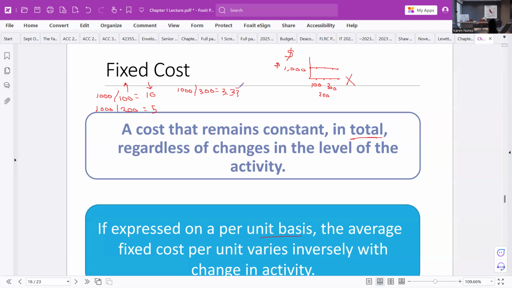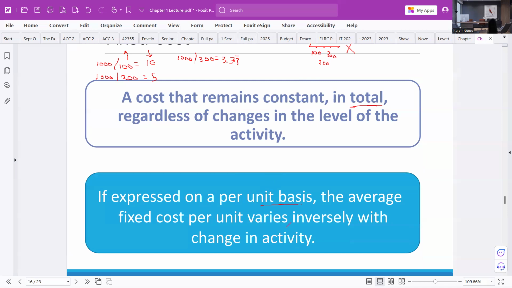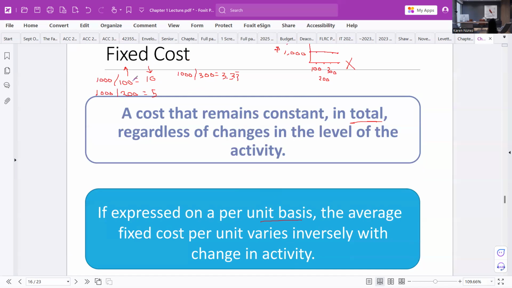So we have here a cost that in total is constant. It's $1,000. It doesn't matter whether you go from 100 to 200 to 300 to 400 to 500. As long as you're within the relevant range of activity, the cost is $1,000 in total. But when you express it on a per unit basis, it's going to vary inversely with changes in the activity, right? As the activity goes up, the cost per unit goes down. And the reverse is true. If the activity goes down, the cost per unit is going to go up. That's how a fixed cost behaves.